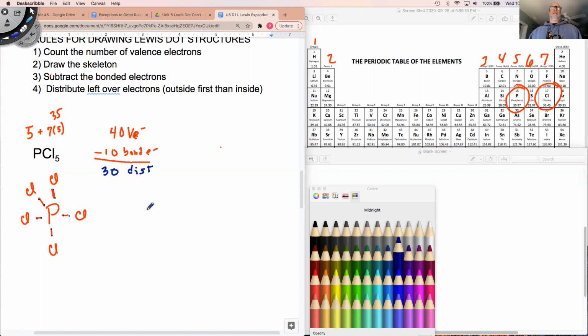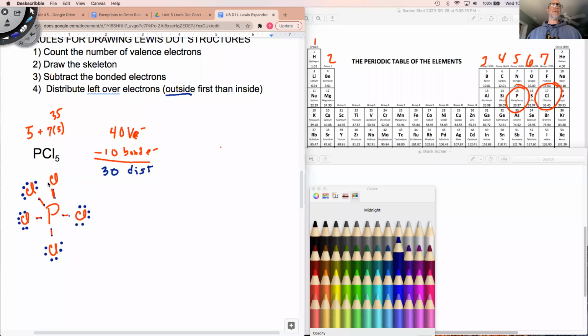Now, where do you start distributing? Always on the outside. All right? Chlorine wants 8. It only has 2. So each chlorine is going to need 6 more. And you can probably see that 6, 6, 6, 6, 6, 6 times 5 equals 30. Let's see. 1, 2, 3, 4, 5, 6. Let me pause the video.